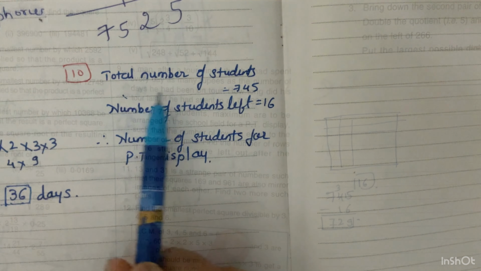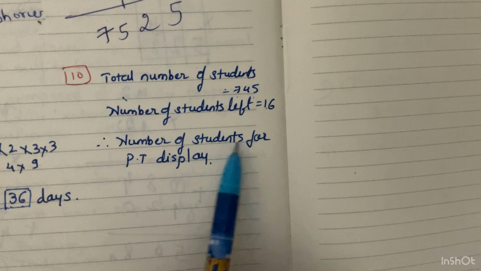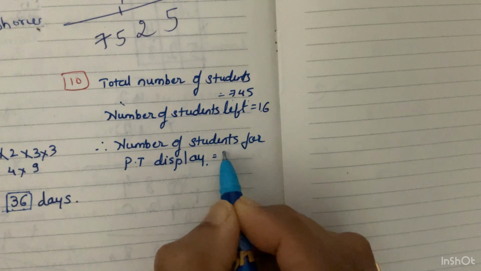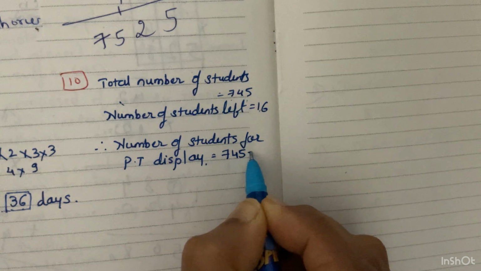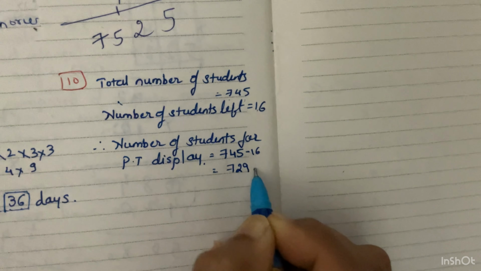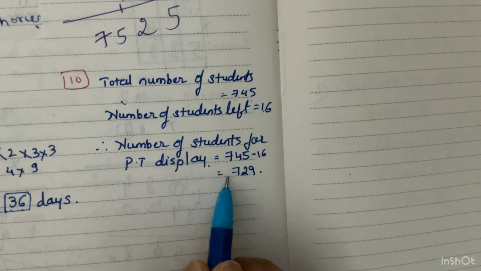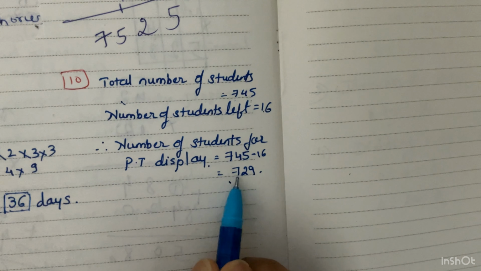Total number of students is 745, number of students left is 16. Therefore, number of students for the PT display, as I told you, is 745 minus 16. After subtracting we will get 729, right? Now to find the number of rows, we need to find the square root of 729.